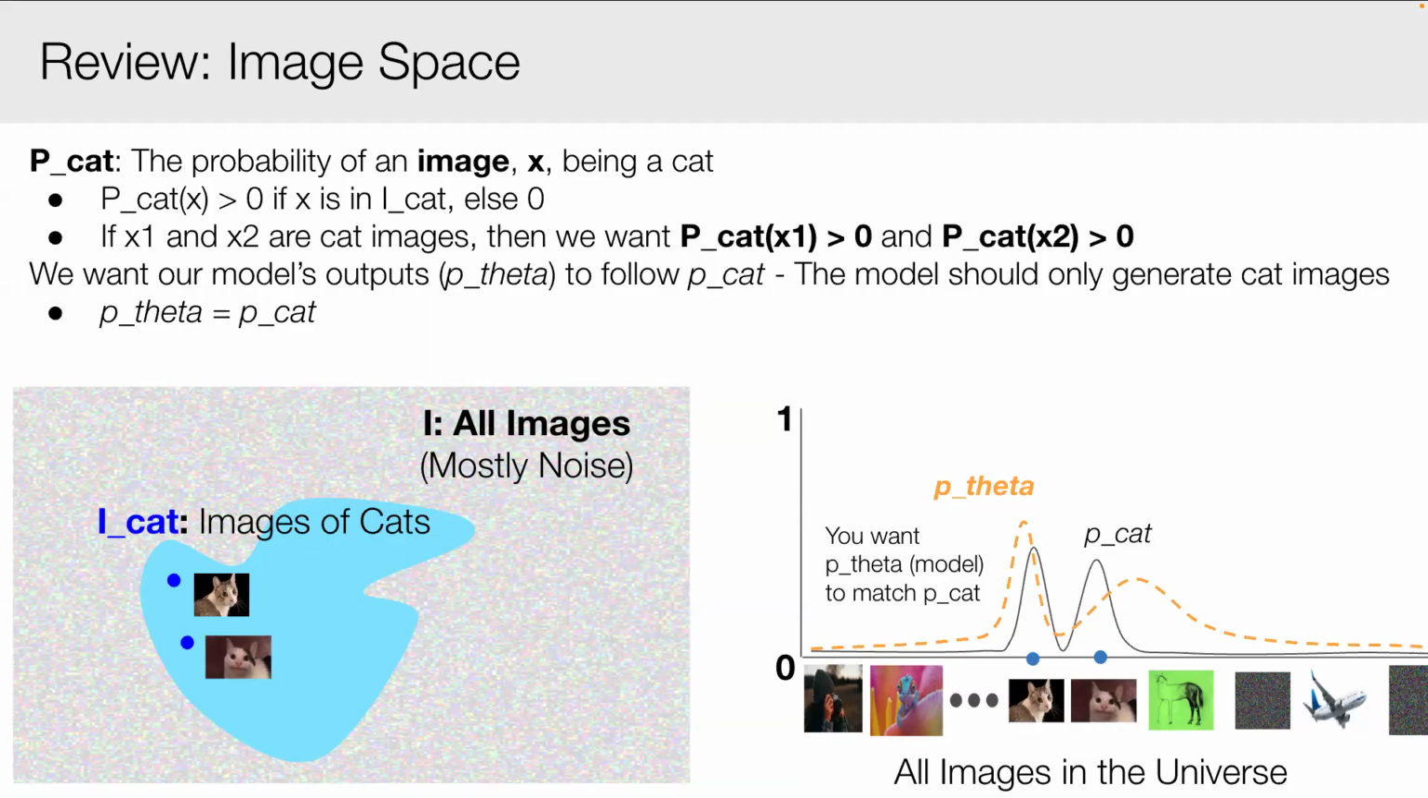What we want, when we're generating images, is for our generative model, P theta, theta being the weights and biases, to look like the probability distribution of our data set. If we can approximate our data set distribution with our model, that means we've done a pretty good job, right?